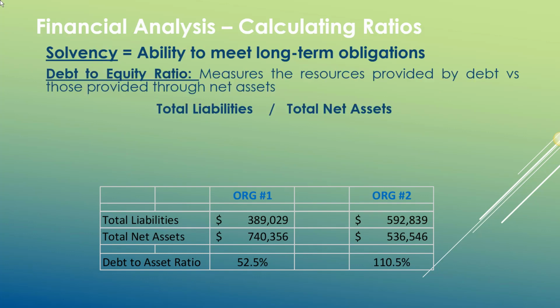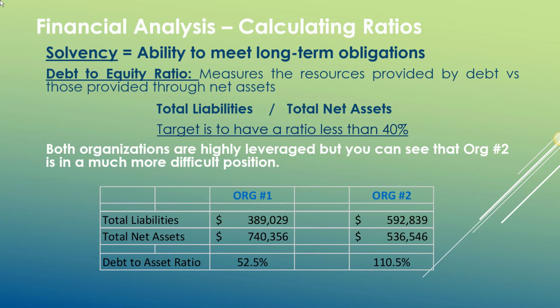Another solvency ratio is the debt to equity ratio. And that's where we're taking total liabilities divided by total net assets. So this is telling you how much of your operation on a relative basis is financed by debt versus resources that you've accumulated over time. Again, a ratio of less than 40% is preferable.